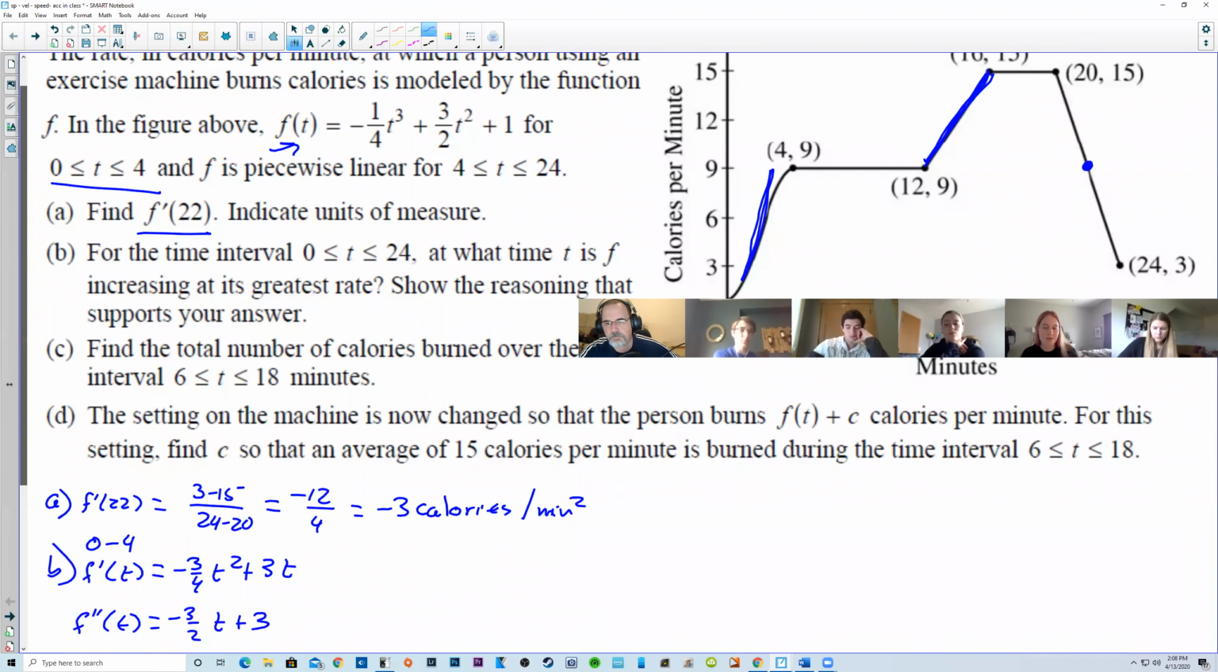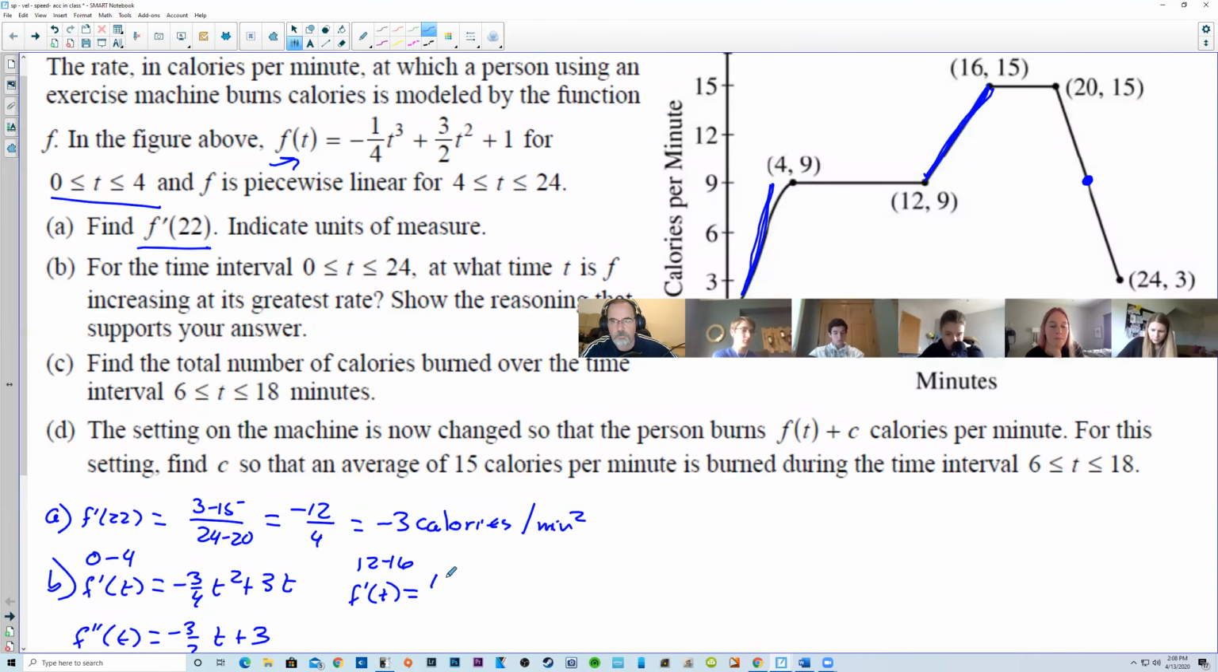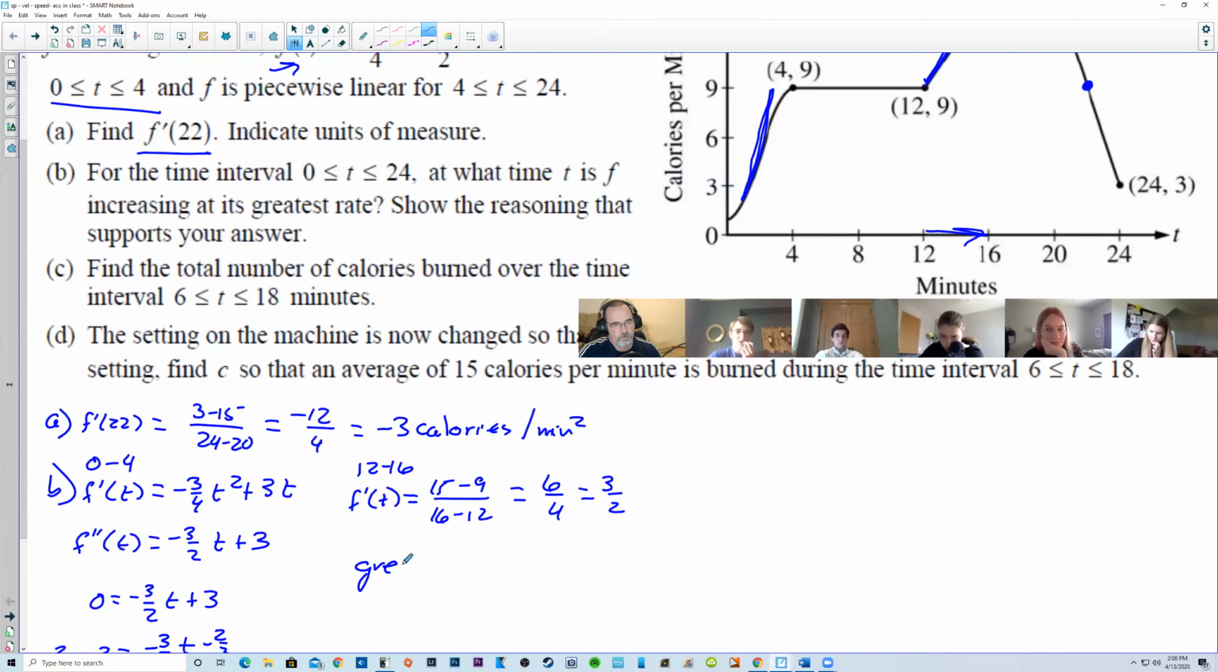From 12 to 16 is a possibility. So we did from 0 to 4. From 12 to 16, f prime of t is equal to, it's consistent. It's going to be, what does that say up there, 15? 15. y2 minus y1 over x2 minus x1, it's 6 over 4. It's 3/2, which is only 1.5. So now we say greatest at t equals 2. How do I know that? I know that 3 is greater than 3/2.